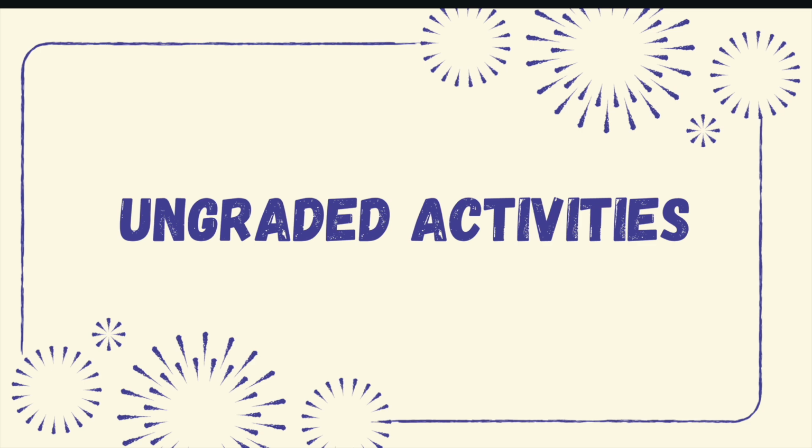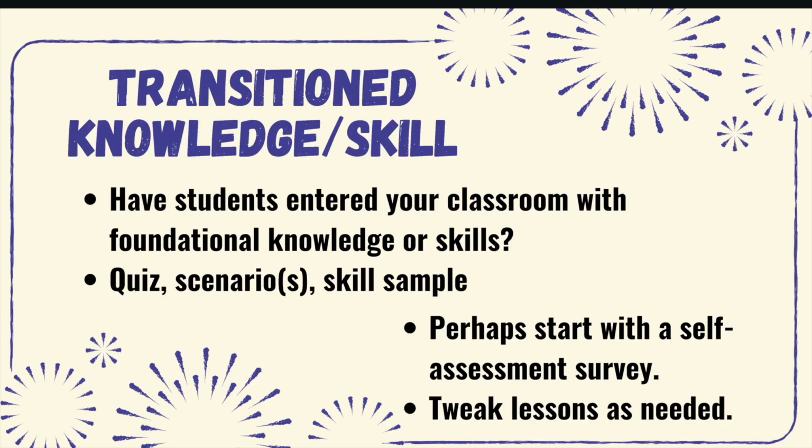need for your course. So for example, this is not a major assignment, but instead it's an ungraded activity where you're testing, have students entered your classroom with a piece of foundational knowledge or a foundational skill. So have they figured out, do they know how to do X, Y, and Z? Because your expectation is that they already know how to do this coming into your course. But if you find out that they don't know how to do this, then you can tweak your lessons accordingly.